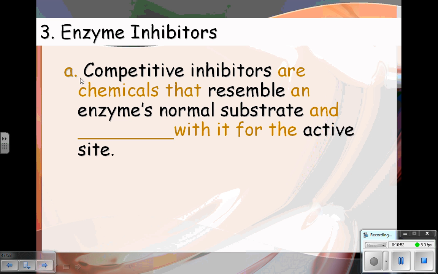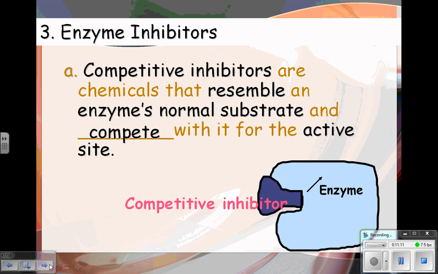Competitive inhibitors. When you think of competitive, let's say you're running a race and it's a competitive race, and either you're going to win or the other guy's going to win. So a competitive inhibitor is a chemical that resembles an enzyme's normal substrate and competes with it for the active site. So let's take a look at that.